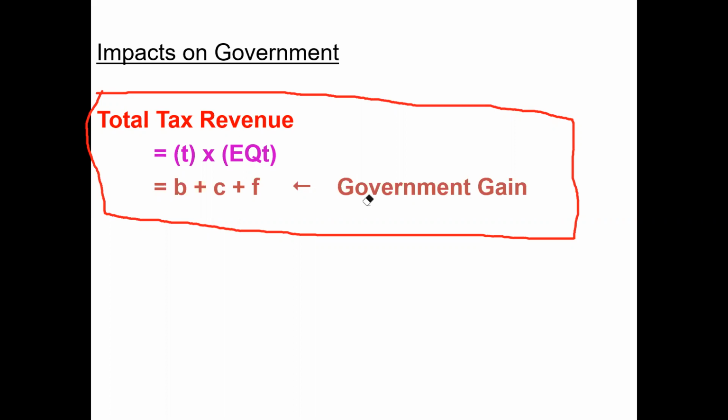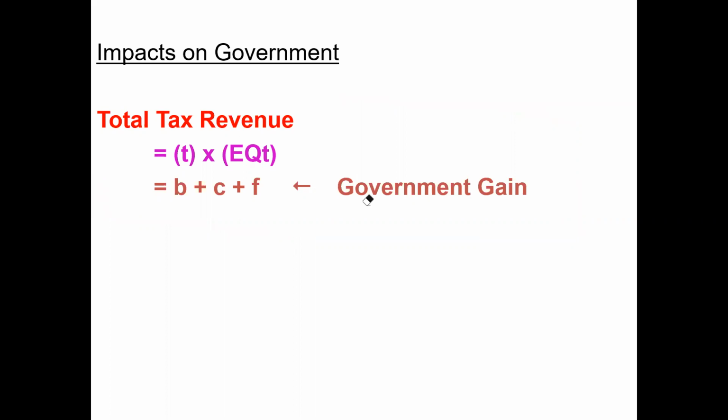Right. Okay. Look at the screen for a while. Now we are going to combine these losses and gains. We found that the consumer had a loss, the producer had a loss, and the government had a gain. So we add these losses and gains: government gain, added to consumer loss, added to producer loss.